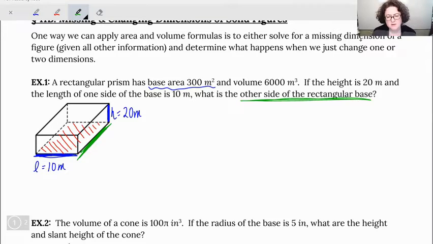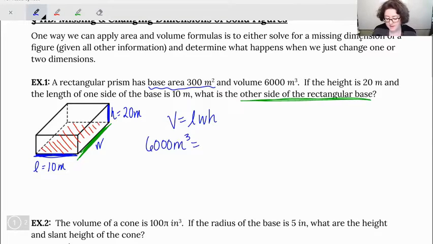So wait a second, if I go back and look at the formulas that they give me for this kind of figure, the very first one that I see is volume equals LWH. So in other words, length, width, and height. And with the way that we have things labeled, I would absolutely consider that green length that we're looking for, we could call that the width. So let's see here. Volume, well, they gave us a volume. Let's plug that in. So 6,000 meters cubed.